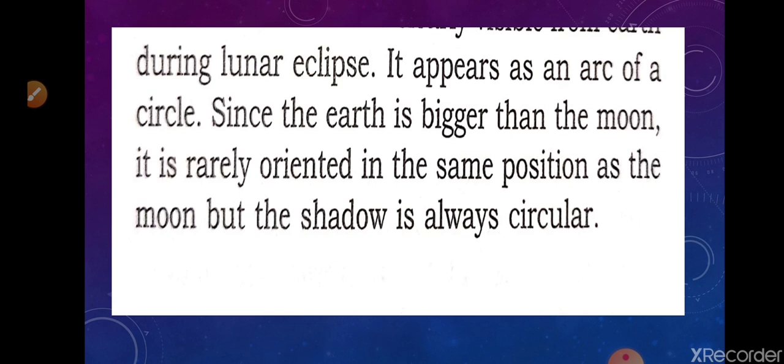Question number 3a. How does each of the following prove the shape of the earth? And first part is lunar eclipse. So the answer is here that during the lunar eclipse, it appears as an arc of circle. Since the earth is bigger than the moon, it is rarely obtained in the same position as the moon, but the shadow is always circular. So this is the answer to 3a, first part.